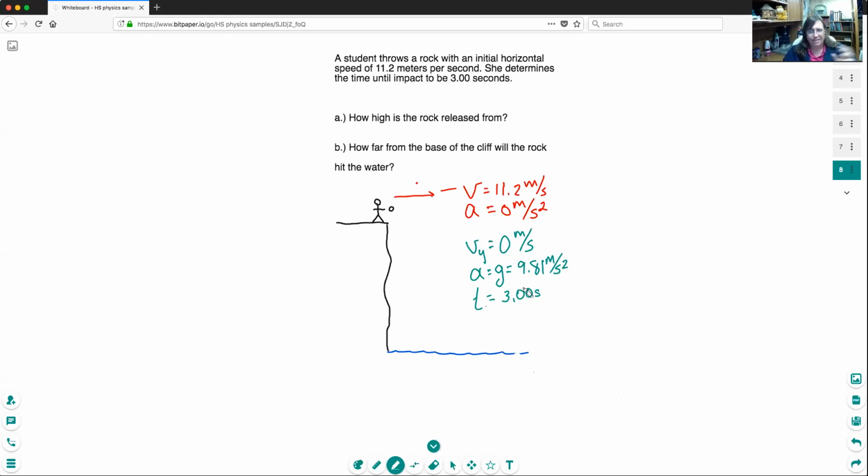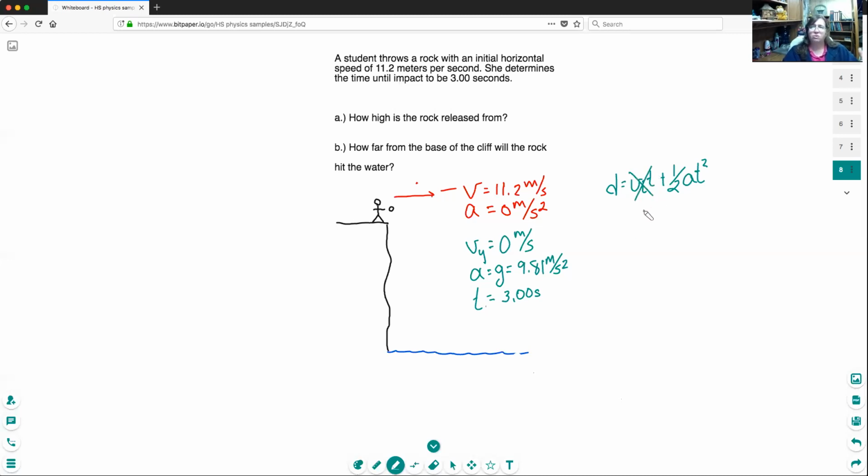So let's take a look at our problems now. The first one: how high is the rock released from? I'm going to leave this in green because this is a height problem in the vertical direction, so we'll keep everything color coordinated. We can start off with our equation: d equals the initial velocity times time plus 1/2 acceleration time squared. But remember this initial velocity is 0, so that term is going to totally disappear for us.